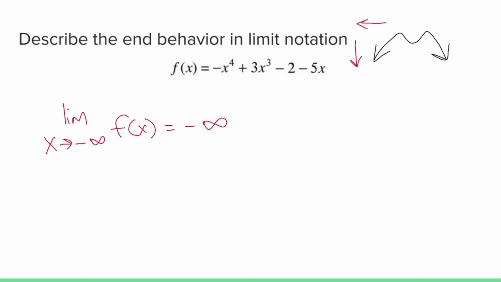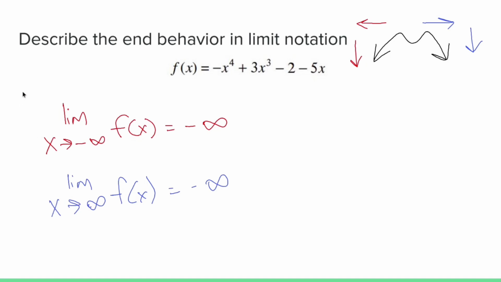Similarly, if I wanted to find my other limit, I would say the limit as x approaches positive infinity. The limit as x approaches positive infinity of f of x is going to equal negative infinity. So as I move to the right, my graph is also moving down.